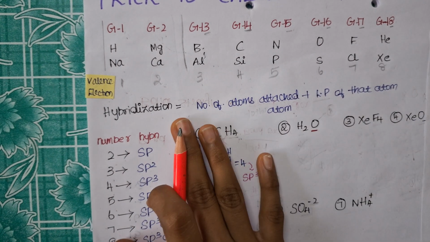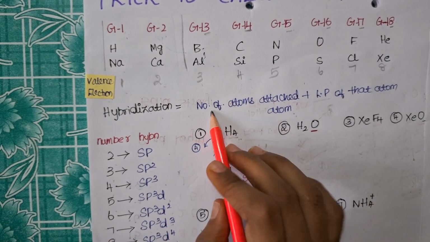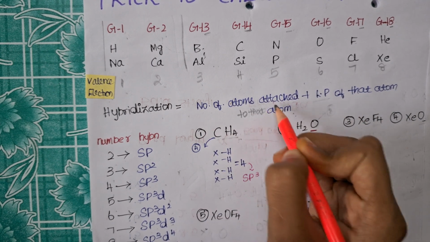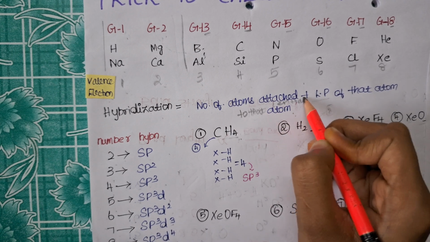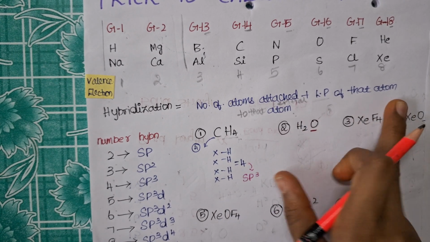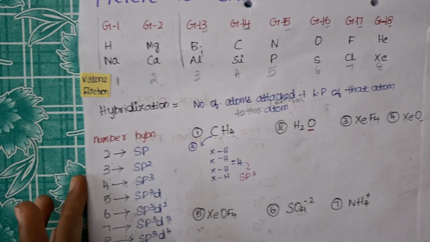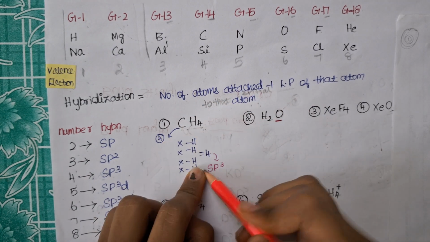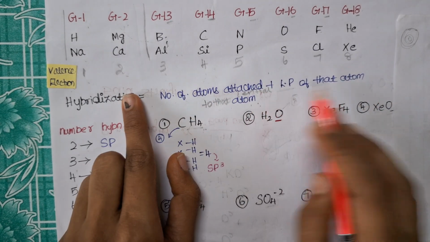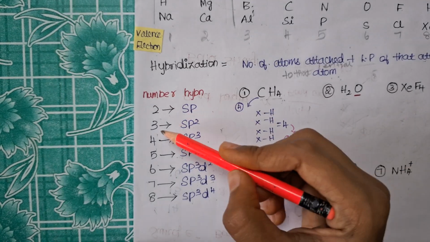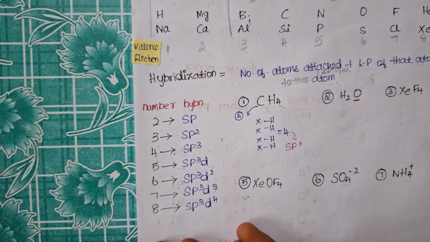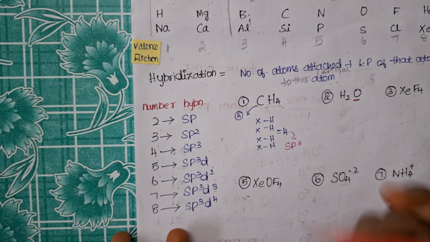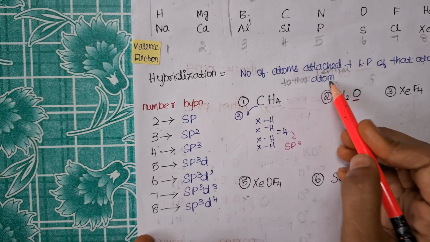Now there is a simple formula. Hybridization equals the number of atoms attached to the central atom plus the lone pairs of that atom. How to calculate your hybridization? Simply the number of atoms attached to the central atom plus the lone pairs of that atom. If you add these two, you will get a number from 2 to 8. With this, you can simply say what the hybridization is. This also you can simply memorize. If you know this, there is no need of thinking anything else.